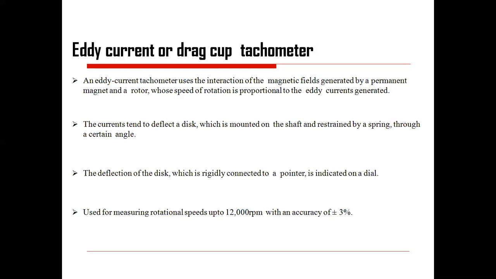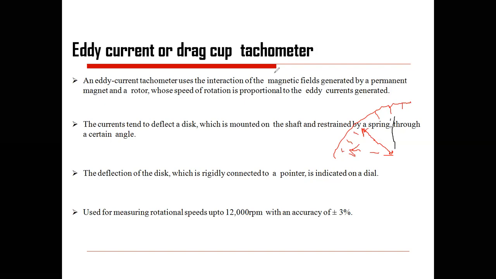If your current is less, at that time the deflection of the pointer will be at the minimum side. Suppose I have one dial gauge. This is the dial gauge and here is the pointer, so there will be a deflection of the pointer. What is going to happen? This pointer is at the minimum, and as the eddy current starts increasing, your pointer will also start increasing.